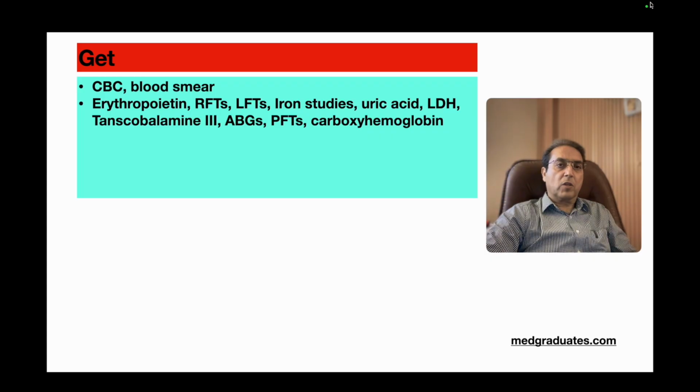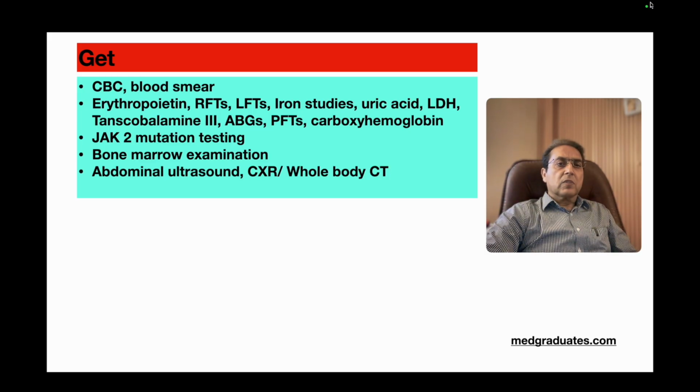Check for the presence of hypoxia. Go for pulmonary function testing to see how much is the obstructive or restrictive defect. Carboxyhemoglobin may be tested for patients who are smokers. Then JAK2 mutation testing, as I mentioned, two types of mutations are present, so they should be tested. For definition, we may require bone marrow examination. Abdominal ultrasound, chest X-ray, whole body CT to look for the secondary causes of polycythemia, and then sleep studies.